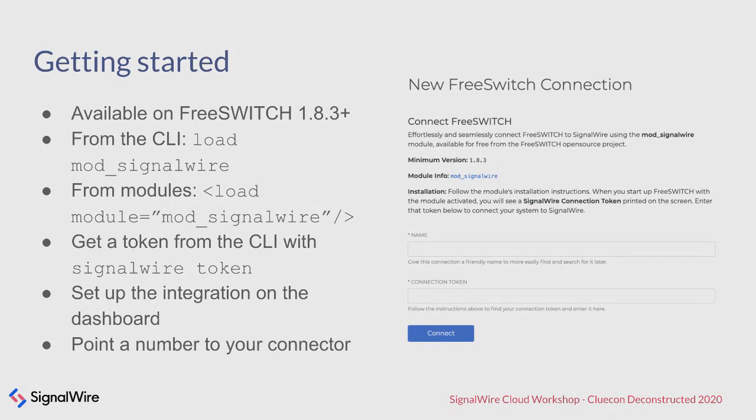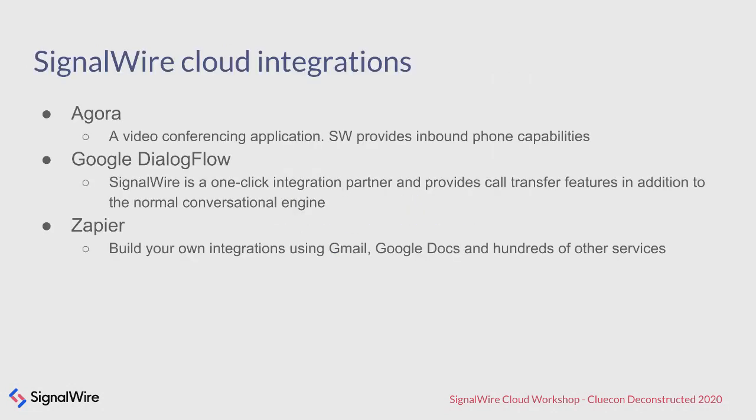We have other integrations available, of course, which are Agora, a video conferencing application where we provide inbound phone capabilities. You can dial into your Agora rooms. Google Dialogflow. SignalWire is a one-click integration partner and provides call transfer features. So you can transfer out of your bot to a different phone number when the interaction is done, enabling call center flows, etc. Zapier, as you know, is one of those applications that allows you to glue together different APIs and services, and really helps you get flows built.